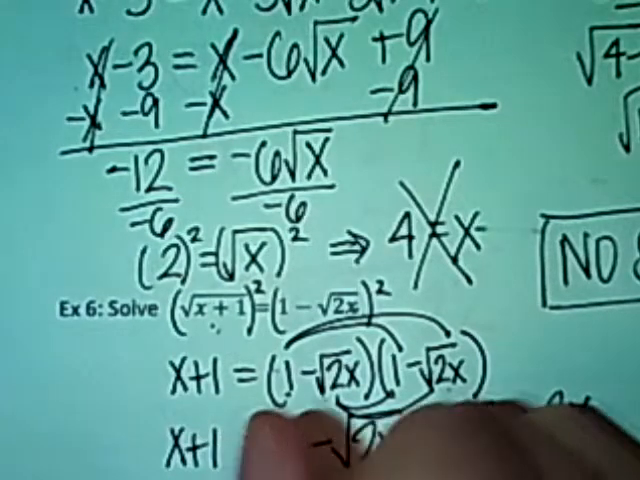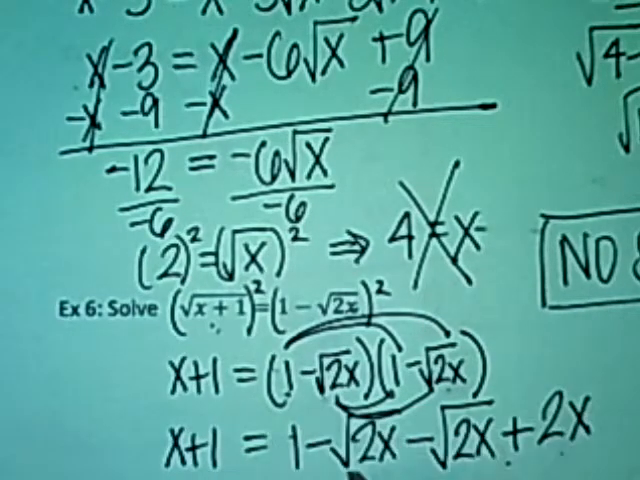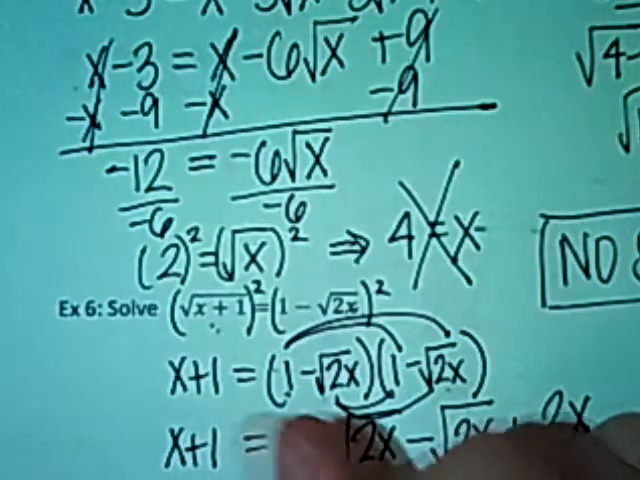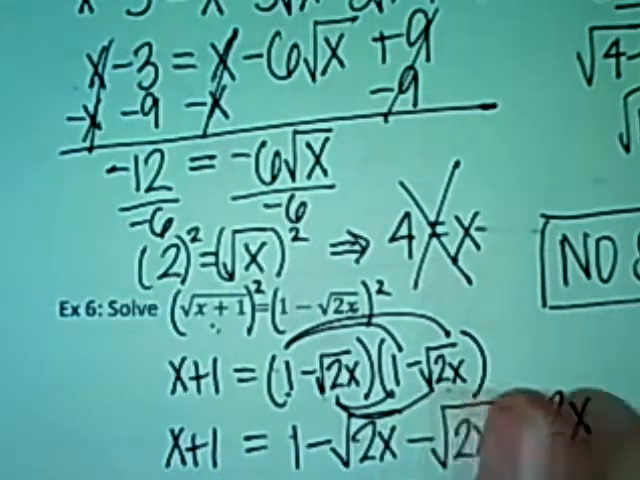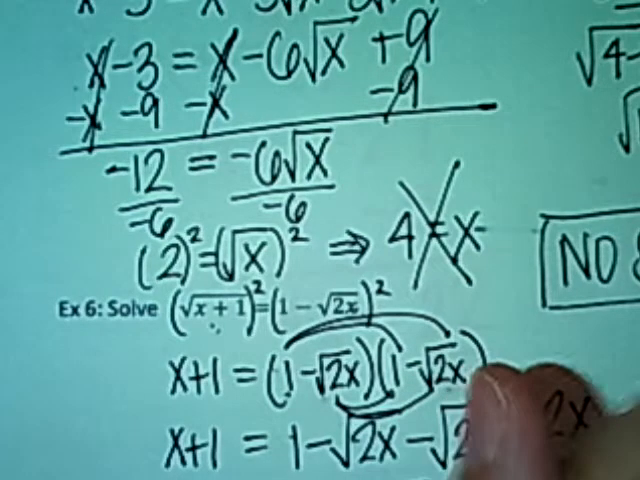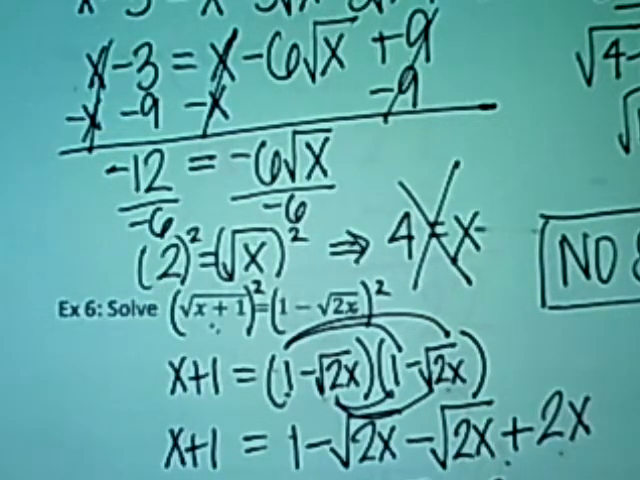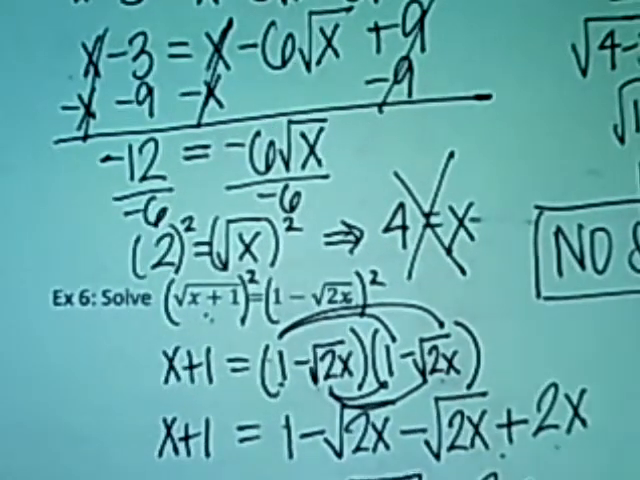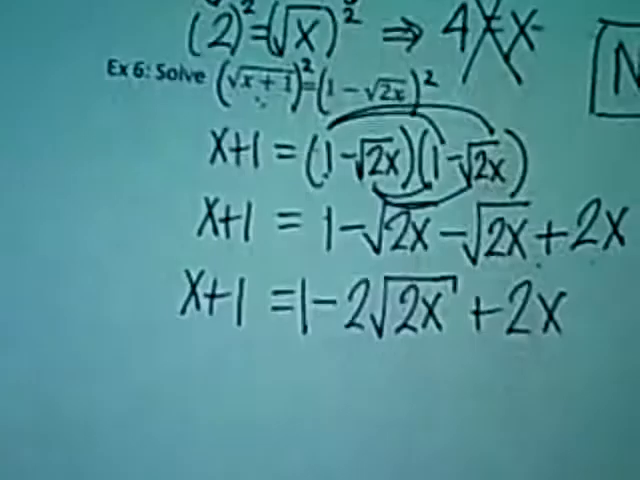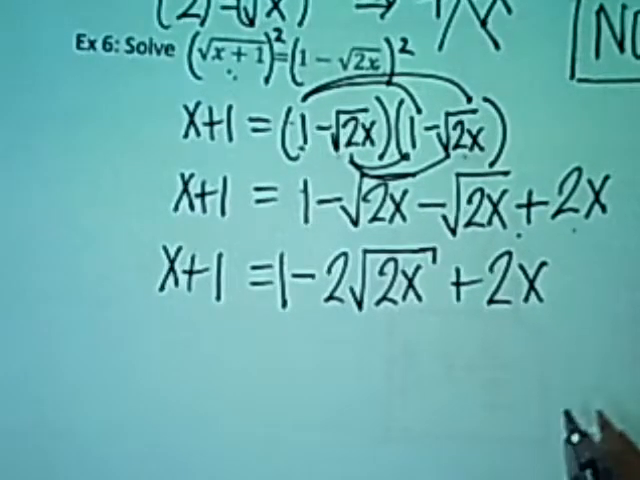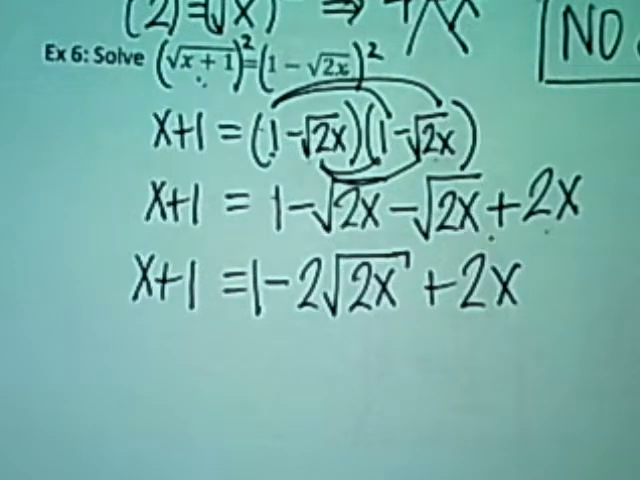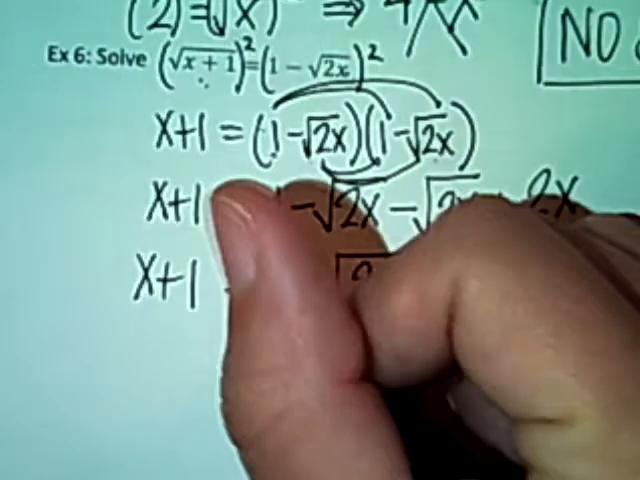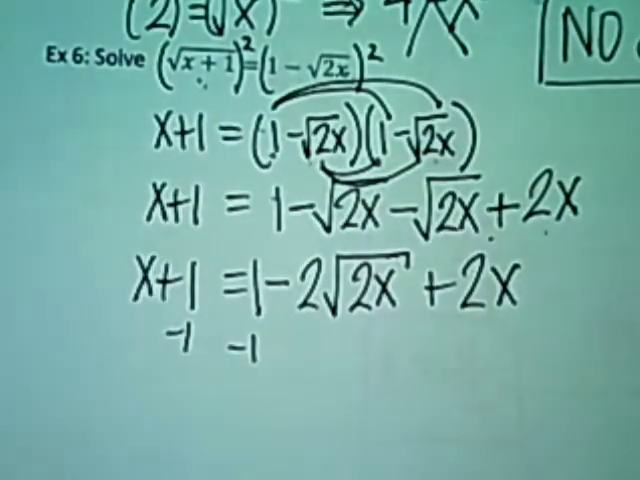So then combine your like terms. So this is a minus 1 in front of these. So this ends up being 1 minus 2 radical 2x plus 2x. And then from there, you want to solve for x. So let's get our x's together. Let's get our numbers together. Let's group some like terms here. So subtract the 1 from both sides. That's going to cancel.